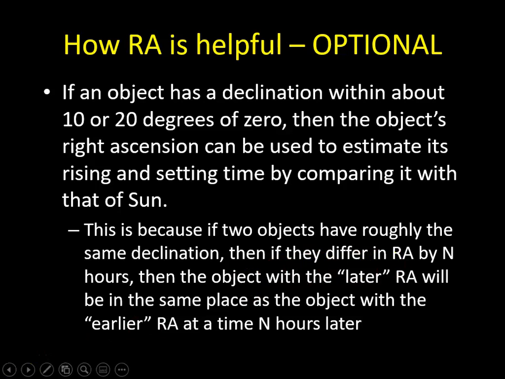So if you have two stars at the same declination, one with a right ascension of 4 hours and the other with a right ascension of 6 hours, and you see the star whose right ascension is 4 hours directly south, 20 degrees above the horizon, then the star with a right ascension of 6 hours will be directly south, 20 degrees above the horizon, 2 hours later. That is, 6 hours being 2 hours later than 4 hours.